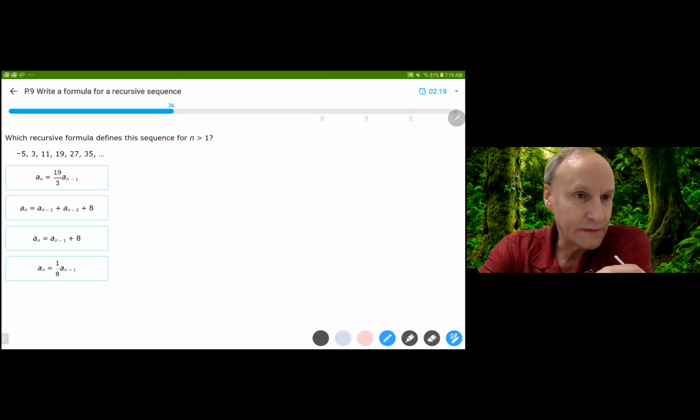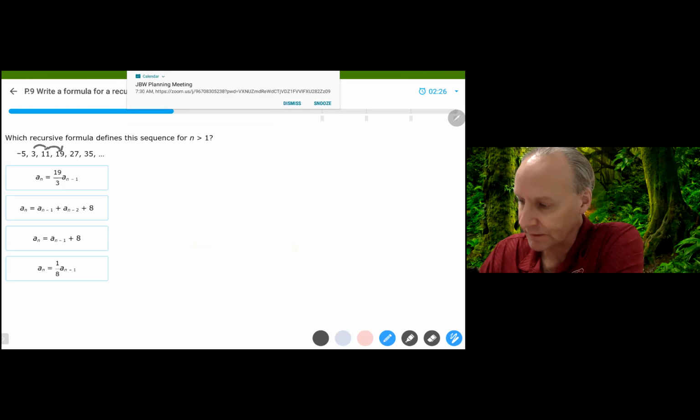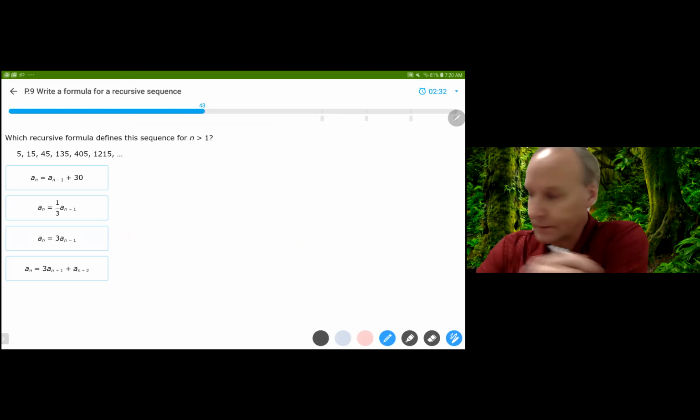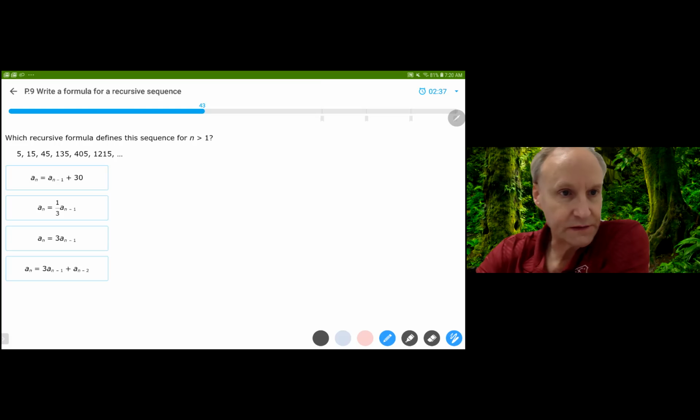All right, so in this one, it looks like we added 8, didn't we? 3 plus 8 is 11, and 8 and 11 is 19, and so on. So we're adding 8 every time. It looks like they started out with, I don't know why that thing's there. I need to get rid of this. I don't know what that thing's for.